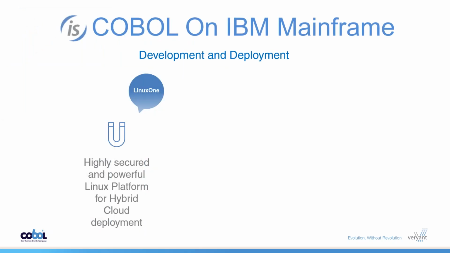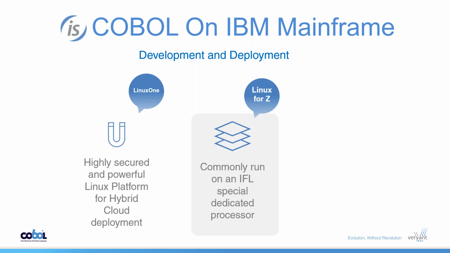So let's talk about COBOL on the mainframe. On the IBM Z mainframe, isCOBOL is already available in some of the areas through the mainframe's Linux capabilities. The first is Linux One. It's a dedicated infrastructure which runs Linux only. It's aimed at high performance, high security, and is mostly for hybrid cloud deployment.